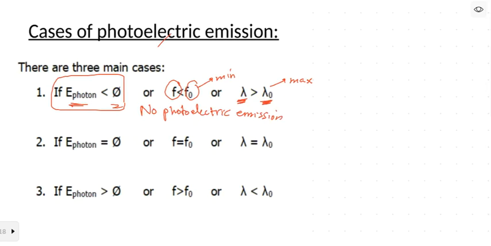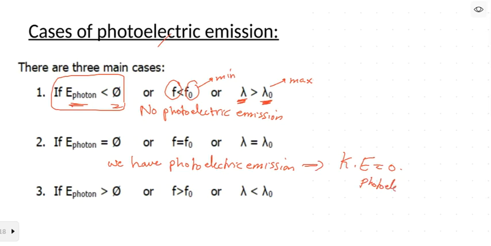So if the energy of the photon is less than the work function, or the frequency is less than the threshold frequency, or the wavelength is greater than lambda maximum or lambda threshold, no photoelectric emission. Now, if they are equal, as you see, we have photoelectric emission, which means the electron leaves the metal, but with zero kinetic energy. This is very important. We have photoelectric emission, but the kinetic energy of the photoelectron is zero.